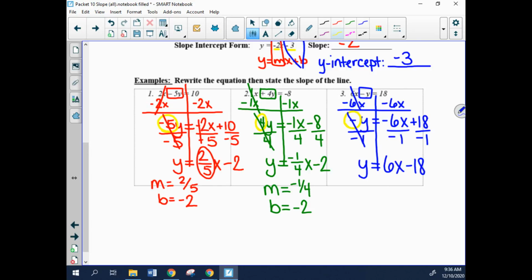My final step is I need to find the slope. What would you say the slope of this equation is? The slope would be 6. And what is our y-intercept? Good, it's -18. Okay, so now we've looked at how to change our standard form equation into slope-intercept form to help us find slope and y-intercept.